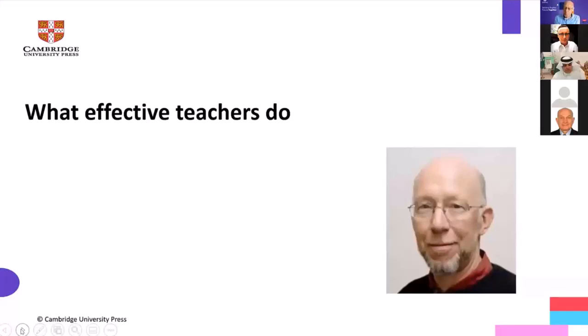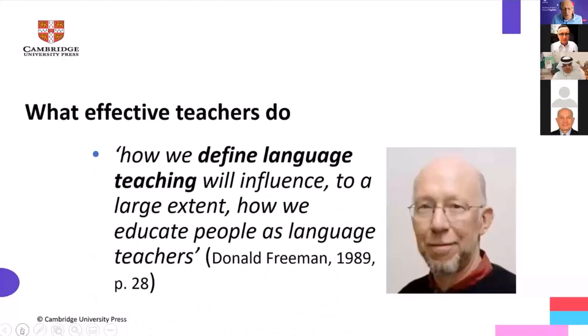And the problem there is that if we did have a definition, if we did have a clear agreement about what effective teaching is, then of course that would help us in our roles as trainers. If we knew that teachers did this, then that would help us to define and create training programs to support teachers. So Donald Freeman said that how we define language teaching will influence to a large extent how we educate people as language teachers. So there's obviously a direct link between the two things there.